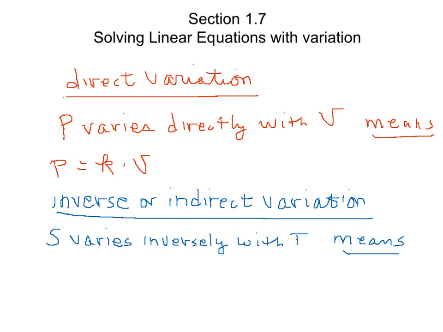So in inverse or indirect variation, what that means is that if S gets bigger, T gets smaller. If S gets smaller, T gets bigger. And so the way that that works is S is equal to K over T. And so if S gets big, T has to get small. If S gets small, T gets big. And so these are the two major equations for direct variation or inverse or indirect variation. Those are the big things to remember in this case.